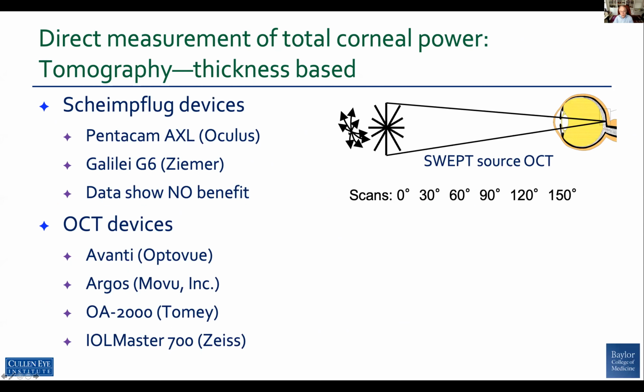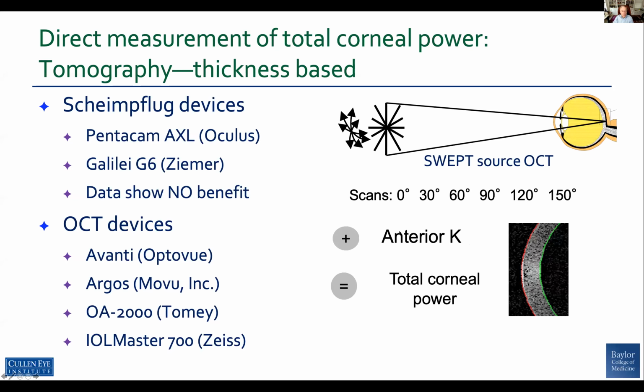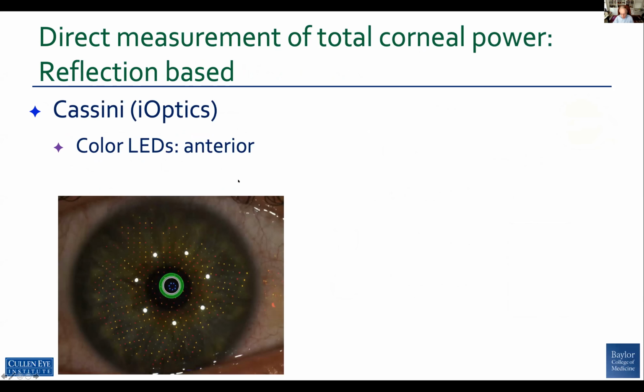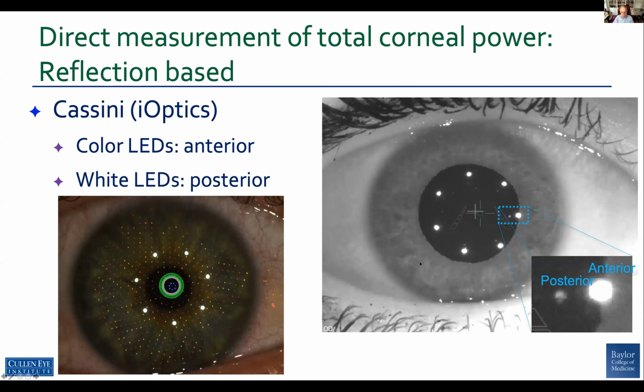And it does so by using swept source OCT in combination with the anterior corneal measurements from the LEDs to give total corneal power. Well, there's also another way to measure posterior cornea, and I think many of you know about the Cassini that uses these color light emitting diodes for the anterior corneal surface, but these 7 white LEDs can be used to measure the posterior surface because they detect the second Purkinje image.